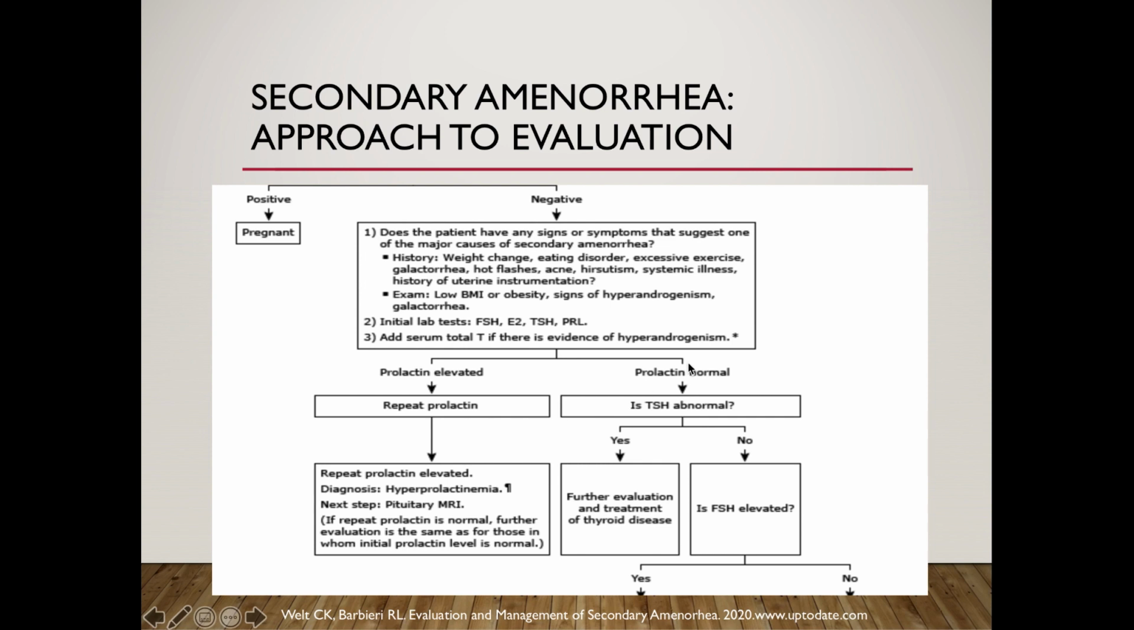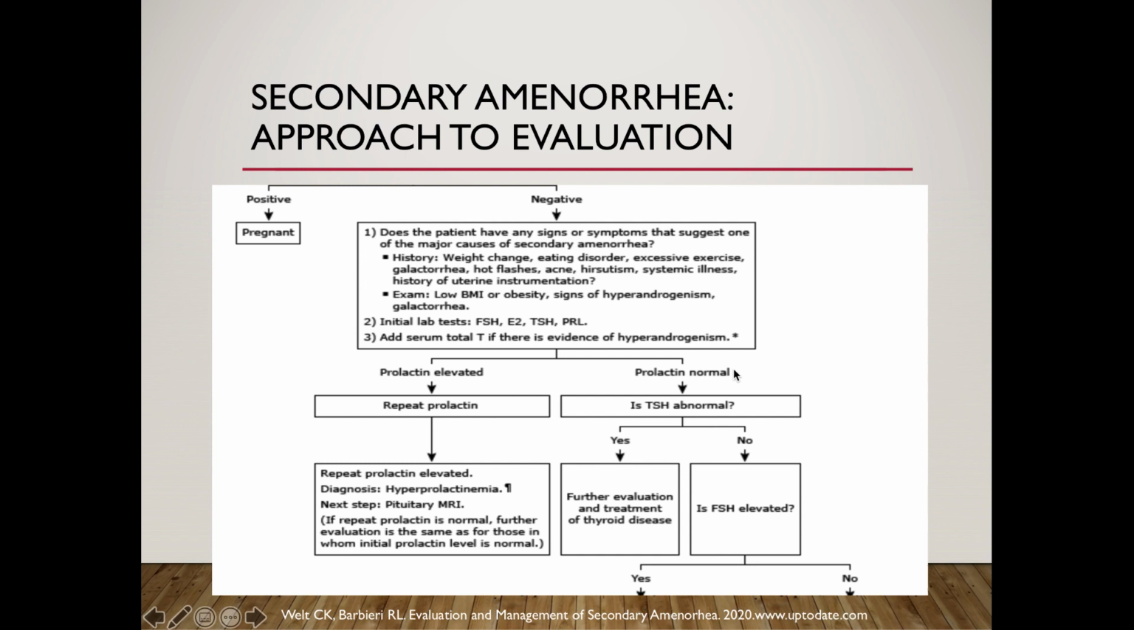Now, this is again another nice algorithm in the diagnostic evaluation of patients with secondary amenorrhea. So, as I've already mentioned, we can request for initial lab tests such as FSH, estradiol, TSH, and prolactin. We add serum total testosterone if there is evidence of hyperandrogenism. Now, if the prolactin is elevated, we just repeat serum prolactin levels. And then if it's really consistently elevated, then that is consistent with hyperprolactinemia. The next step is to request for pituitary MRI to check for prolactinoma.